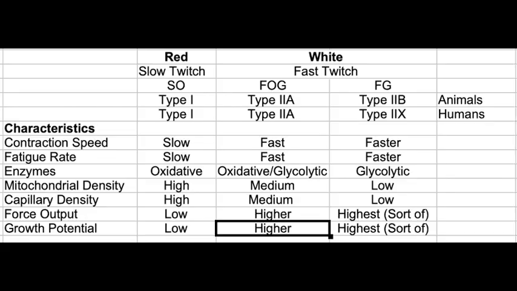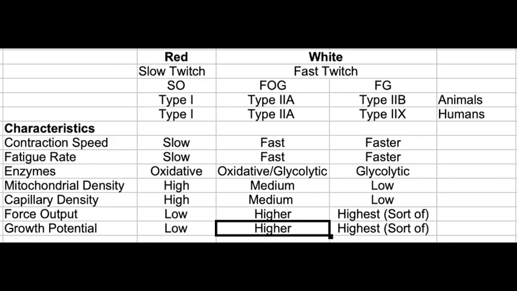In the next image, I've summarized this here. You've got the original red and white fibers based on the actual color of the tissue, which were sort of the equivalent of slow twitch and fast twitch fibers. Slow twitch is slow oxidative due to its general enzyme activity, mitochondria, capillaries. Fast twitch, fast oxidative glycolytic, and fast glycolytic. In animals, that is the equivalent of type 1, 2A, and 2B. In humans, we have type 1, 2A, and 2X.